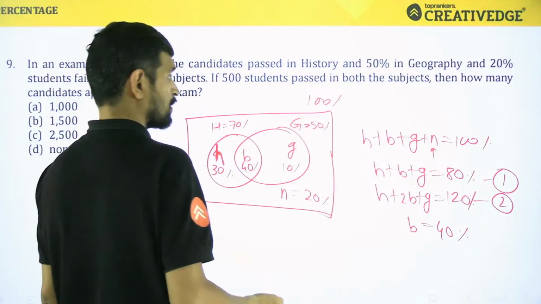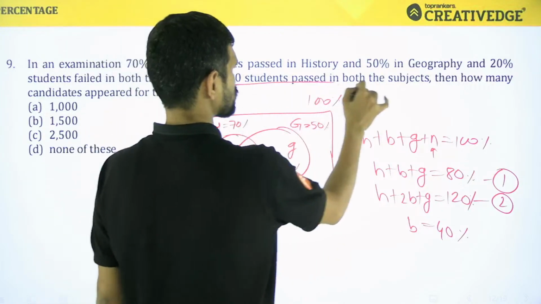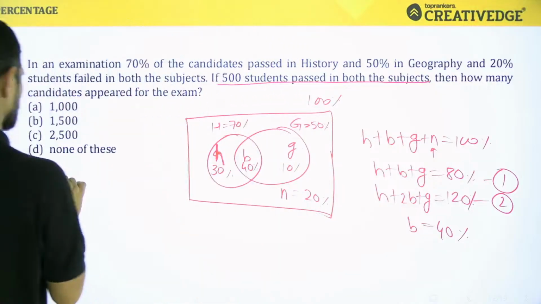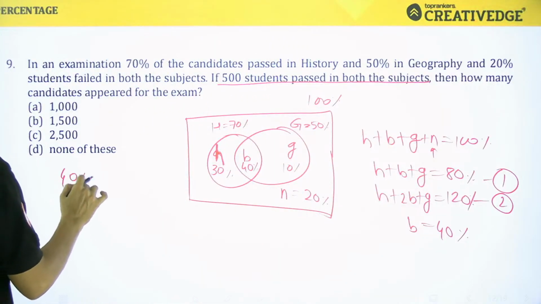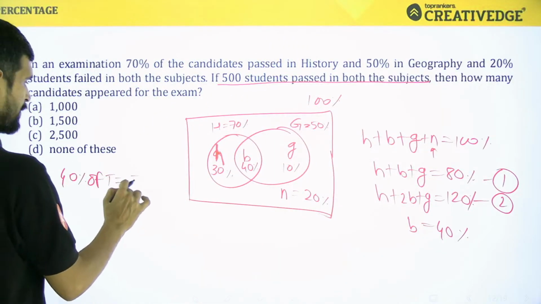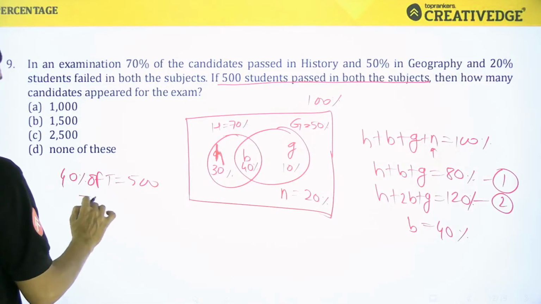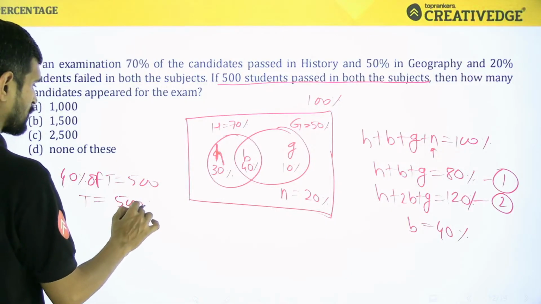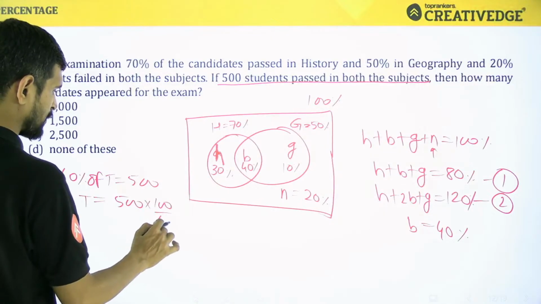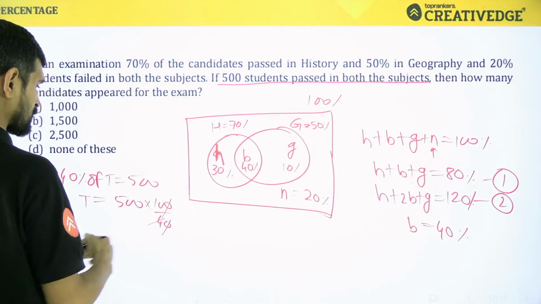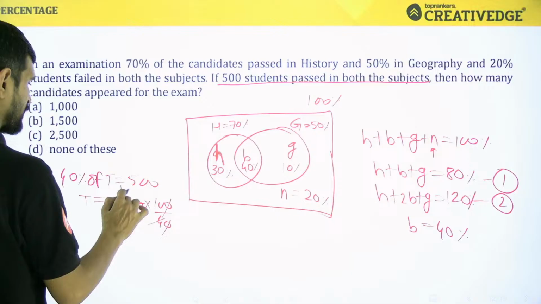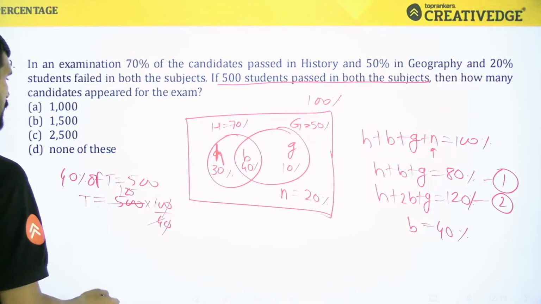All right. And what we are provided, 500 students passed in both subjects. So 40% of total is 500. So we need to find out total students. So that will be 500 into 100 divided by 40.